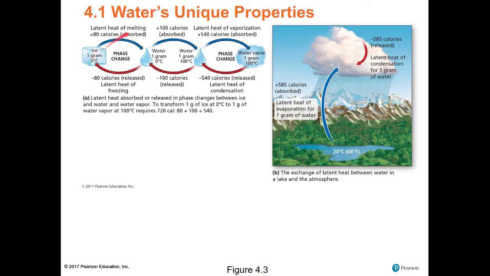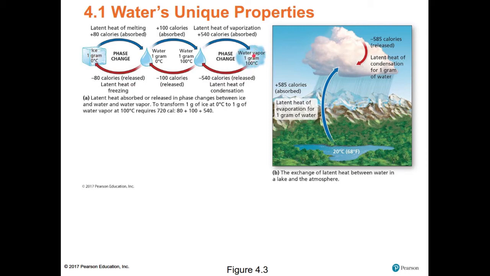So that's the latent heat of freezing, and melting is 80 calories. To melt it, the heat has to be absorbed. To warm it, the heat is absorbed. To make it evaporate, 540 calories have to be absorbed. When water vapor condenses, it's going to release 540 calories. As water cools, it's going to release 100 calories. And then finally, when that water freezes, it's going to release another 80 calories.